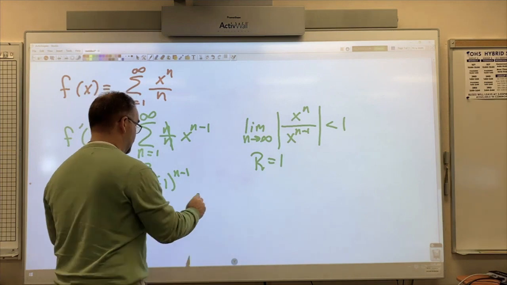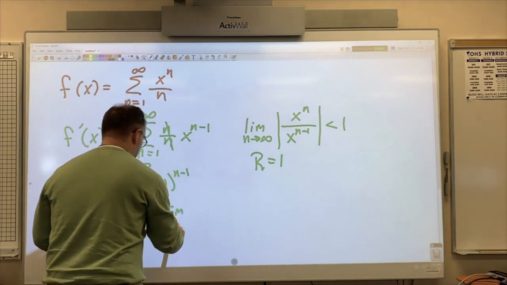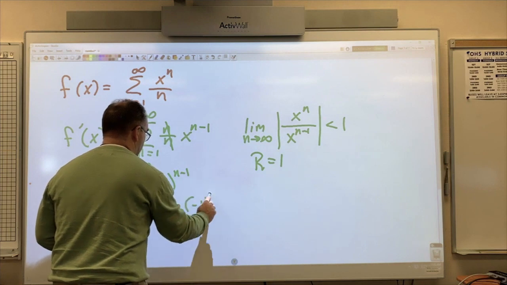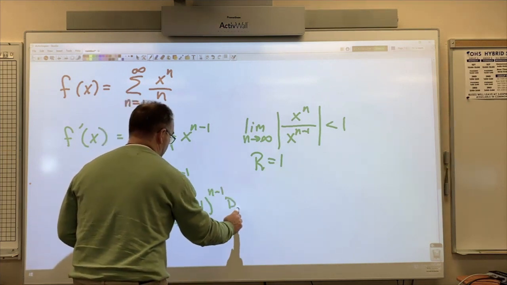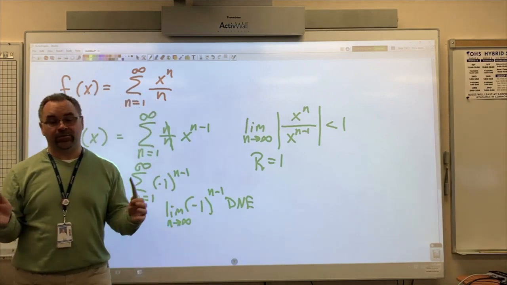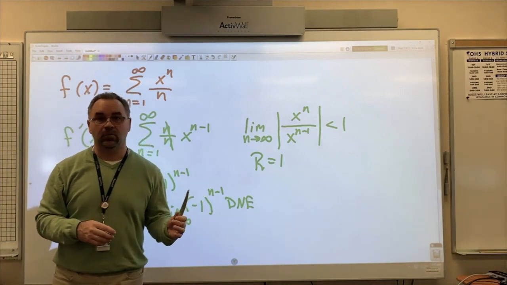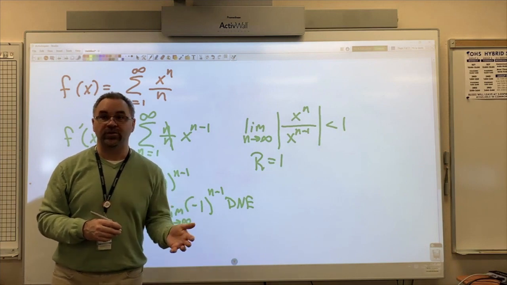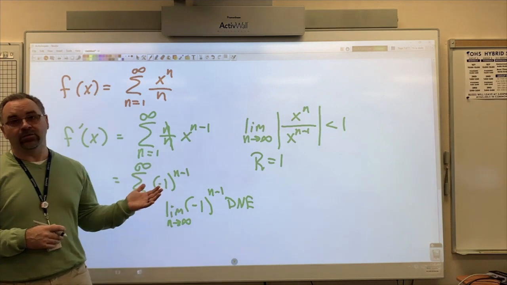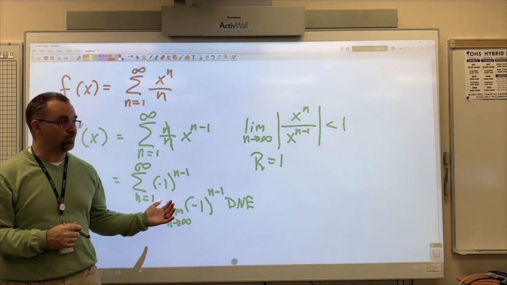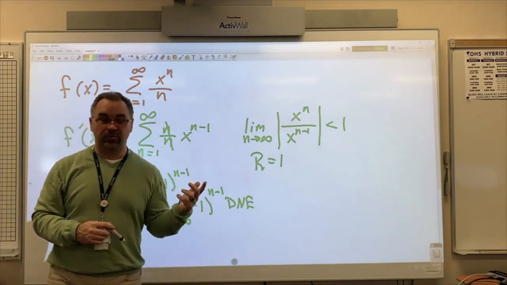The limit as n approaches infinity of negative 1 to the n minus 1 does not exist. It's definitely not 0, and it needs to be 0 for the series to even have a chance of converging. If it's not 0, then that definitively proves divergence. So this diverges by the nth term divergence test at negative 1, whereas the original series did converge.